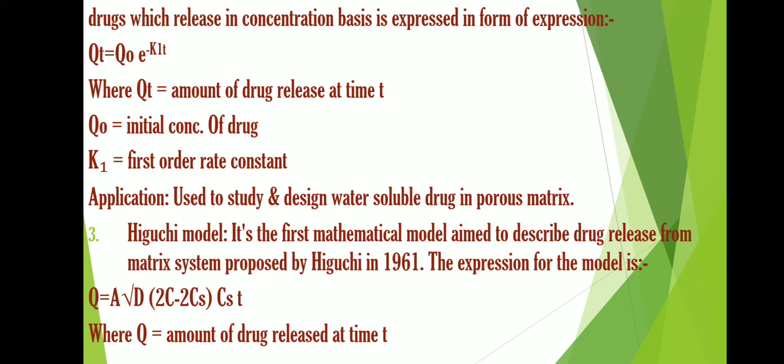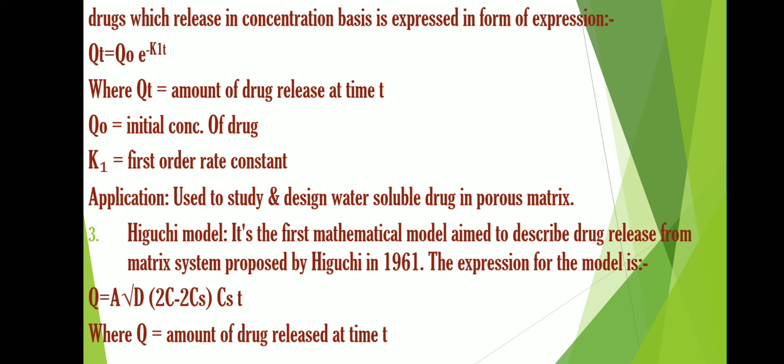So anyways, this application is to study and design generally water soluble drugs, because the drugs which are water soluble, which get solubilized in our blood easily, are generally concentration dependent. That is, at the start when the concentration is high, it will absorb easily, it will excrete easily from urine, etc. And when gradually the concentration is decreasing, the rate will also decrease. Then the Higuchi model. Higuchi was the first scientist who created a mathematical model for studying drug release through a matrix system.